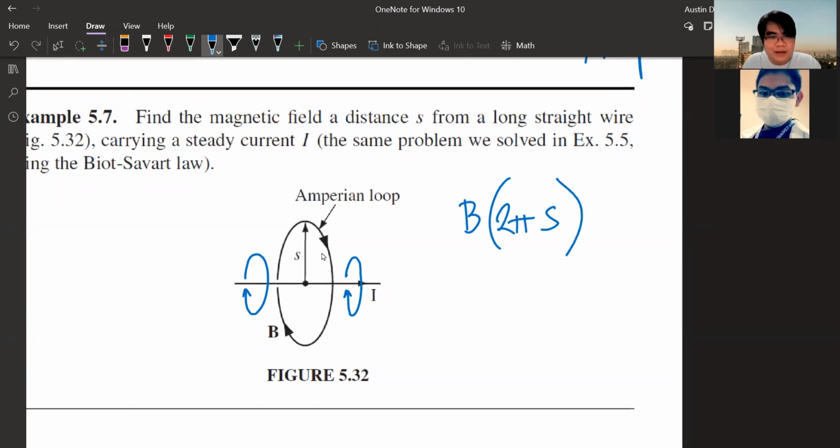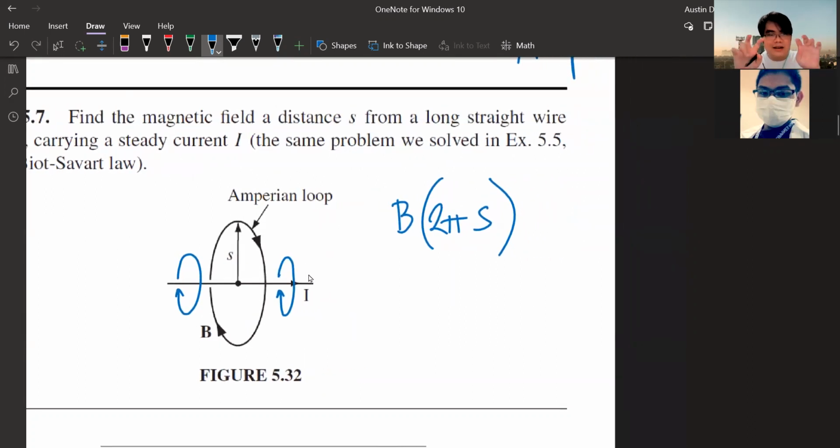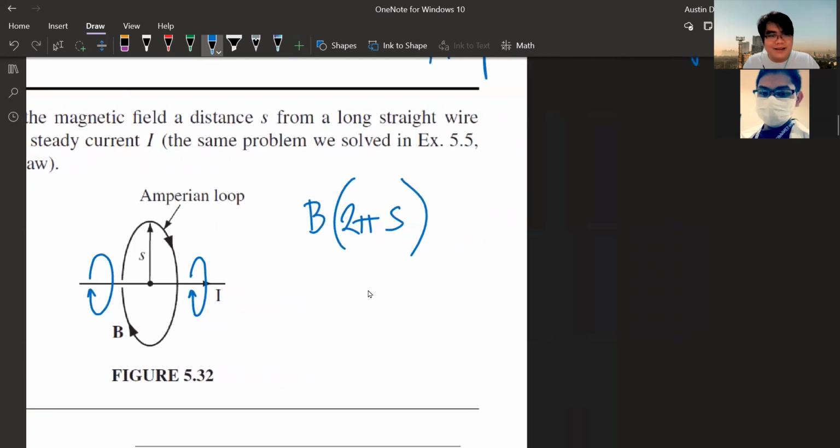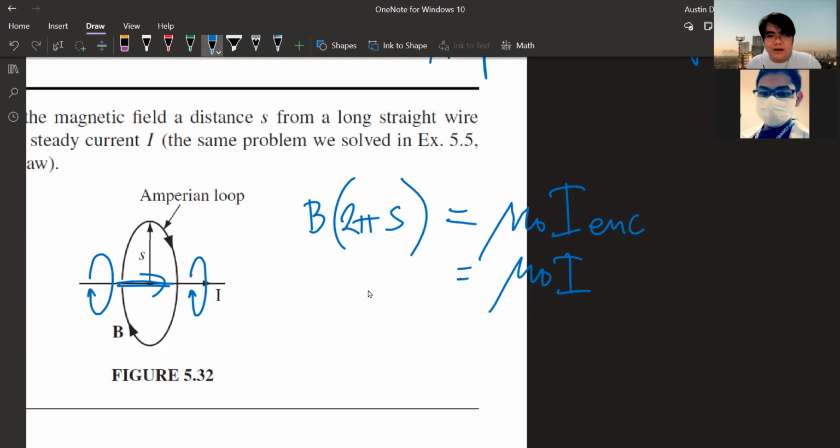Kasi alam mo na yung loop na ito, kaparallel niya yung magnetic field. So, parallel. Kahit hindi sila straight lines. Okay? Tapos, you know that mu naught I enclosed. So, what is your I enclosed? Titingnan mo lang kung ano yung I na pumapasok dun sa loop mo. Okay? Sa loop mo may pumapasok na this much, which is yung I itself. So, mu naught I. Okay?